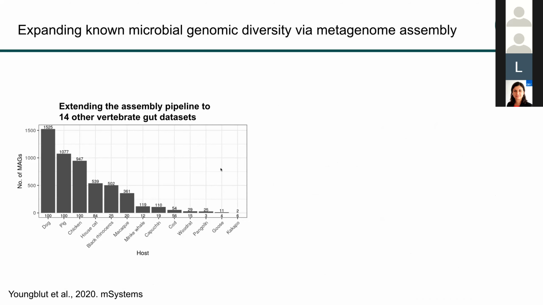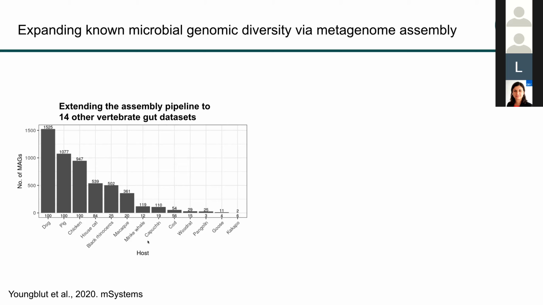Based on those results, which were encouraging in terms of the taxonomic novelty, I expanded the data set to 14 other vertebrate gut metagenome data sets that had not been used for metagenome assembly, hoping that I could expand on the novel microbial diversity that could be assembled. It worked quite well in terms of the number of MAGs generated. That's shown in this bar plot. The number of MAGs is above the bars, and the number of samples included is below the bars.